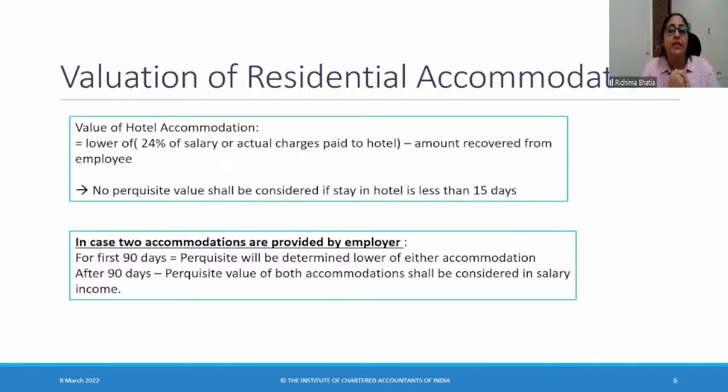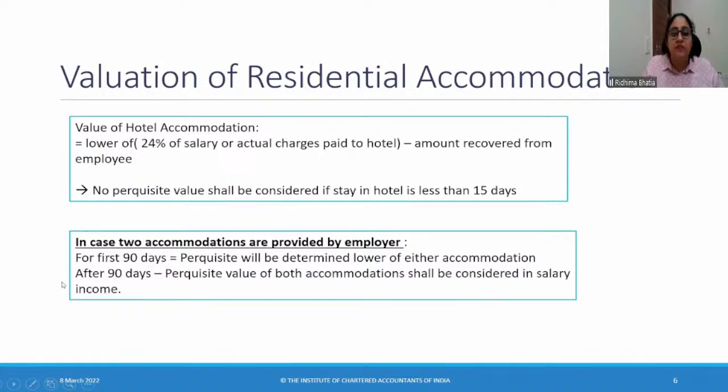This is unsaid in all the perquisites, that if any recovery is being done from the employee, that value would be reduced from the benefit. Okay? That value would be reduced from the benefits.